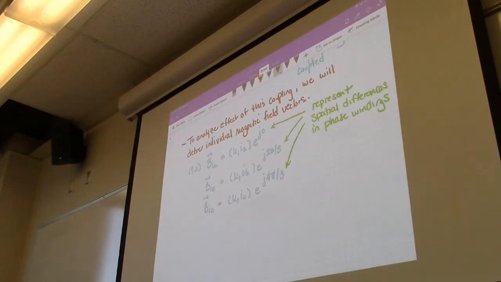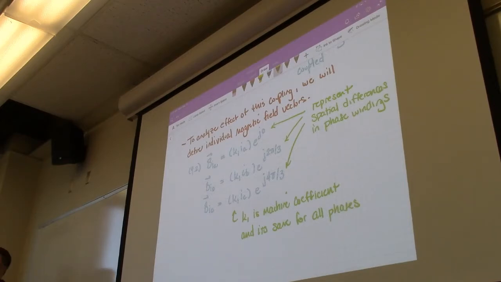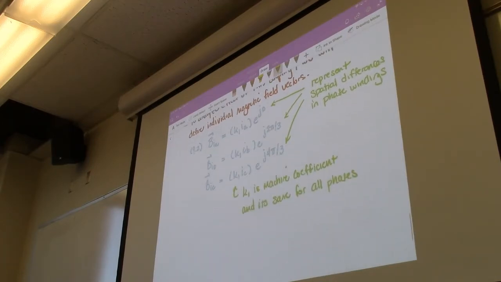The machine constant is constant. Our machine coefficient doesn't change. So this K1 is the machine coefficient, and it's the same for all phases. That's because the air gap width is not changing, and the ferromagnetic material and essentially all the different pieces that make up the generator are not changing from phase to phase.